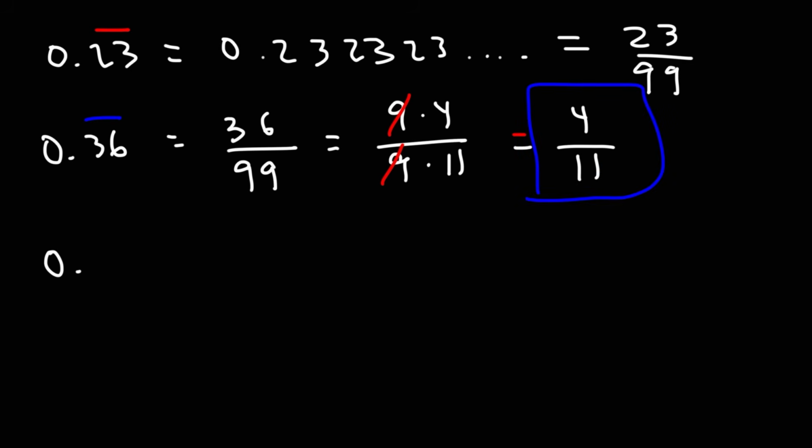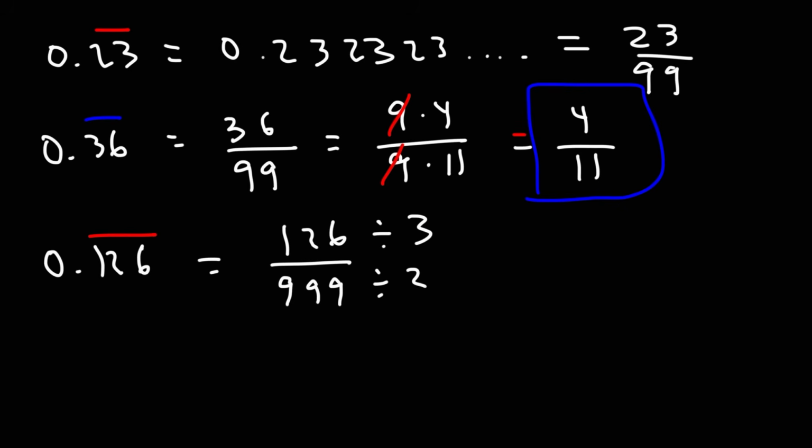Now what about this one? 0.126 repeating. What can we do with that? So here we have 3 numbers that are repeating. This is going to be 126 over 999. Now how can we reduce 126 over 999? 126 is divisible by 3. 120 divided by 3, or 12 divided by 3 is 4. 6 divided by 3 is 2. So 126 divided by 3 is 42. 999 divided by 3 is 333.